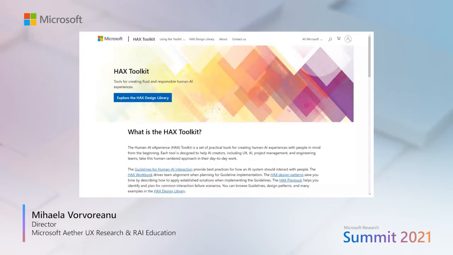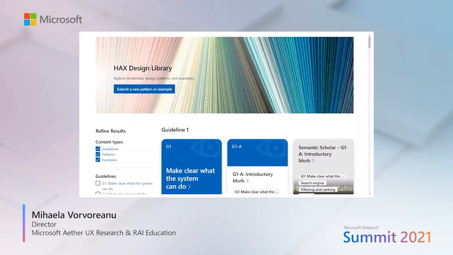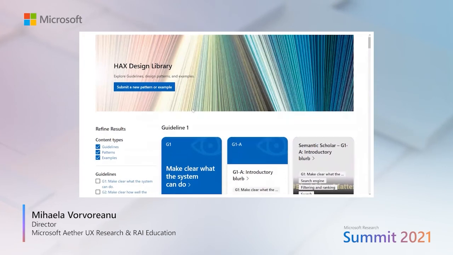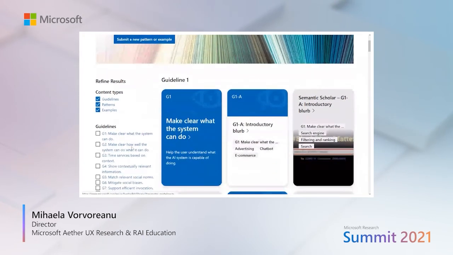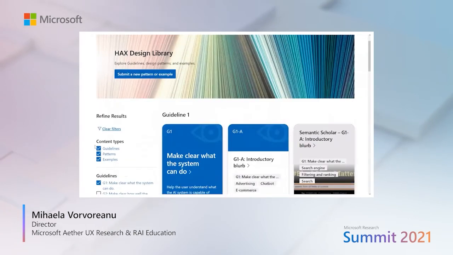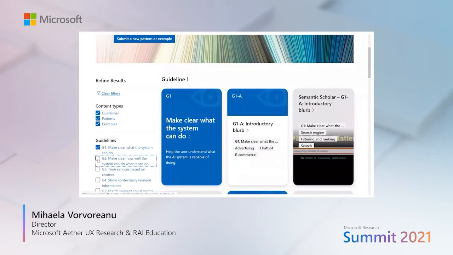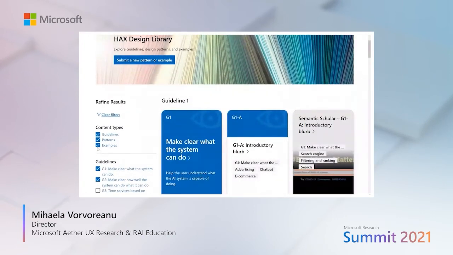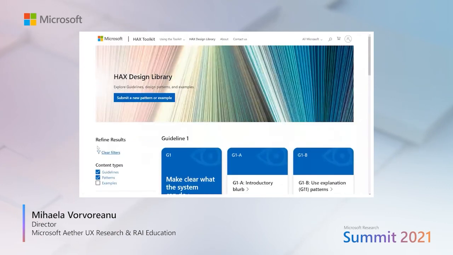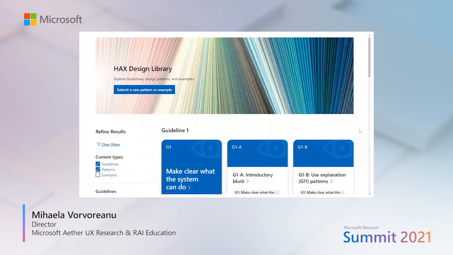So here we are on the HAX Toolkit website. And since we are interested in ideas for implementing the guidelines, we are going to hop on to the HAX design library. In the HAX design library, as I mentioned before, we have patterns and examples for the guidelines. In this case, we're going to narrow it down because we're interested in guidelines 1 and 2 since they were related and both of them were considered P0 by the team. And we are also going to narrow it down to just patterns that will give us some ideas for how we could go about implementing those guidelines.